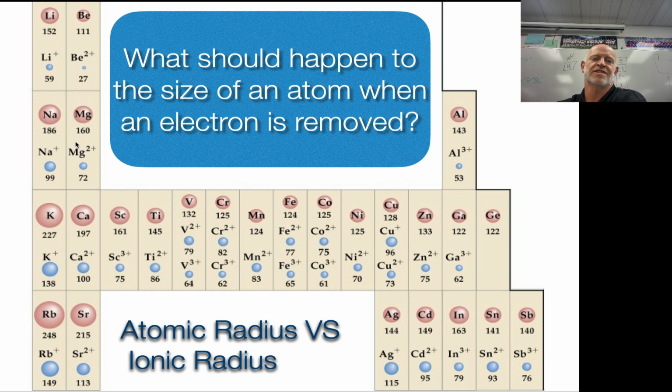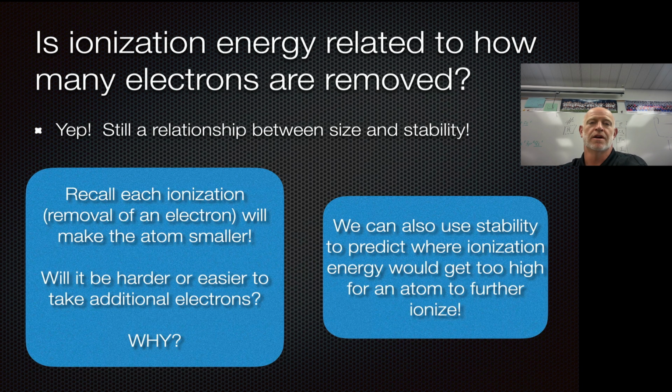So the result of this is every time you take an electron away, your atom gets smaller, okay? So all of our cations, or our positive ions, are always smaller than our atoms. Now, what happens because of that? Well, is there some sort of relationship between how many electrons are removed and what goes on? Yep. It has to do with size and stabilities too. Okay, so let's do a couple recalls here. Each ionization and removal of an electron will make the atom smaller. Okay, so as you take more electrons away, they get smaller.